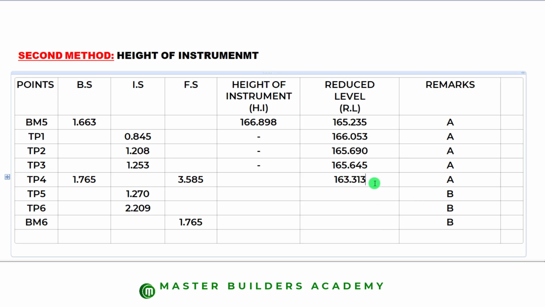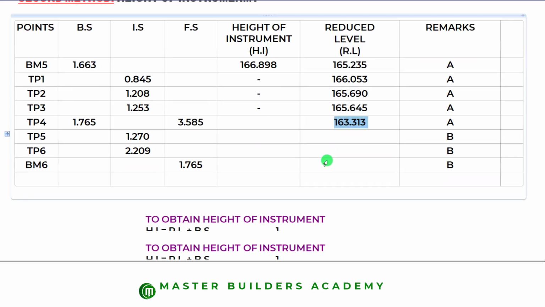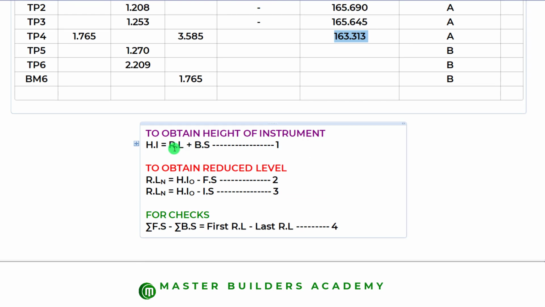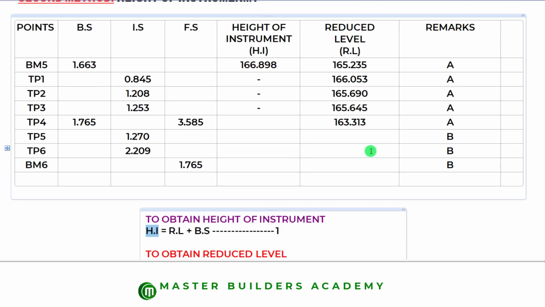Now, at this point, now we have a backsight. So since we have a backsight and we have a reduced level, our height of instrument has to change. At this level, we want to find a new height of instrument since we have a reduced level at that point and backsight. Remember, the height of instrument remains the same until there is a backsight before the value changes. So what do I need to do? I need to add 1.765 to 163.313.